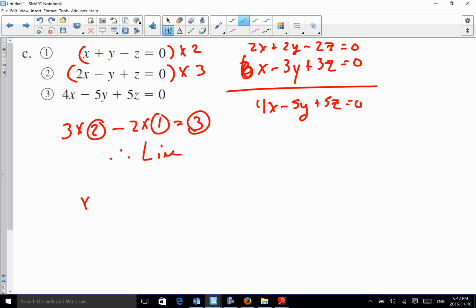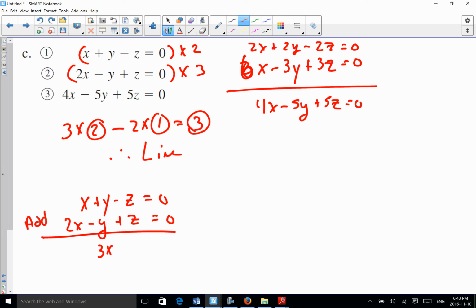So let's take equation 1 and equation 2. It doesn't matter which equations you use, I just picked the first two because they have smaller numbers. My y's have opposite signs, so we're going to add them. And what do I get when I add them? I get 3x plus 0y's. Hey, 0z's also. I get 3x equals 0. That's kind of nice. X must be 0.